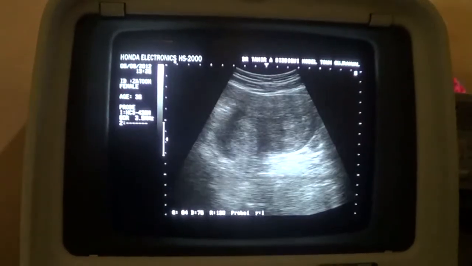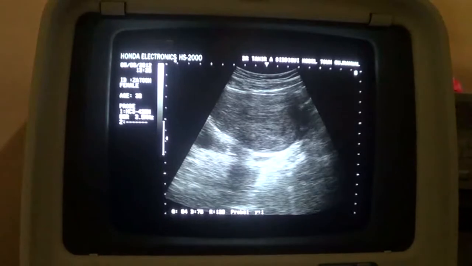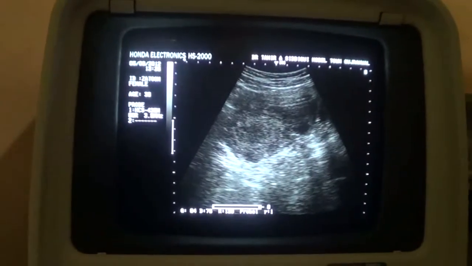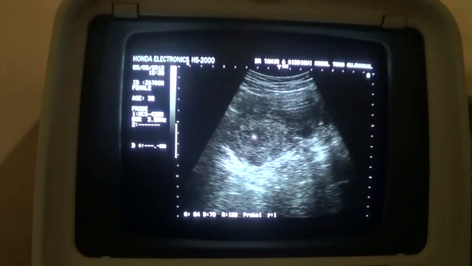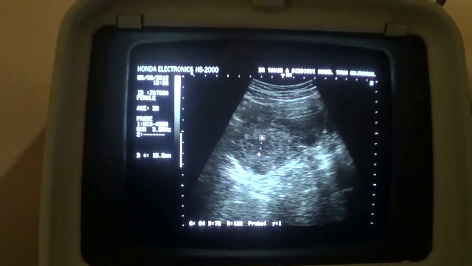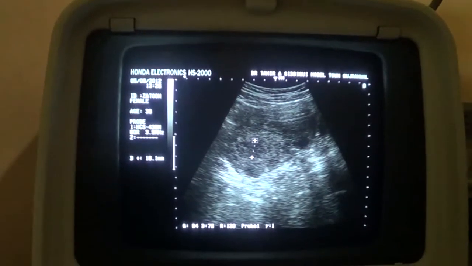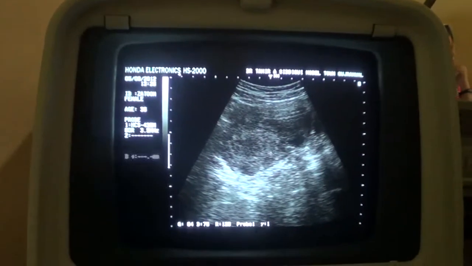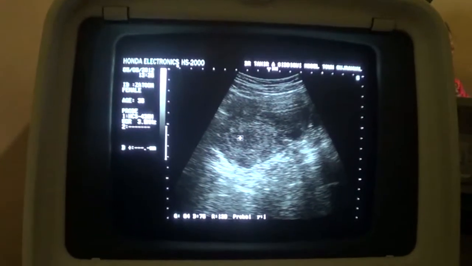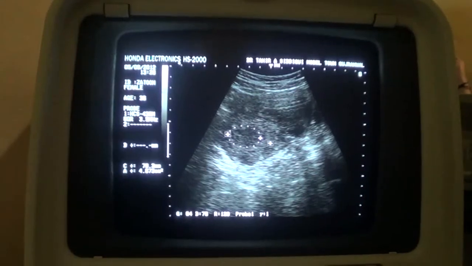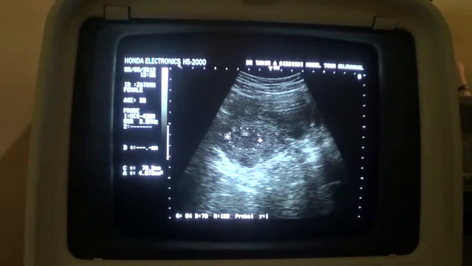Now you see that there is the endometrial canal. This is the endometrial canal. It is filled with echoes. It measures 16 millimeters, is dilated, and should not exceed more than 14 millimeters. So in transverse section, this is the endometrial canal, which is 16 millimeters and filled with internal echoes. This is the endometrial canal.